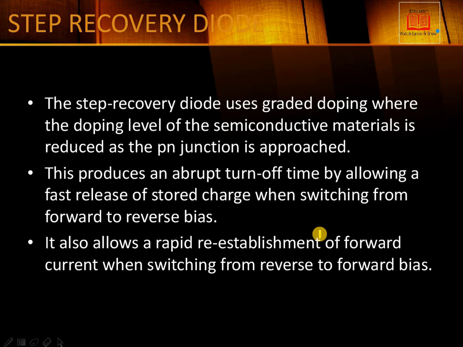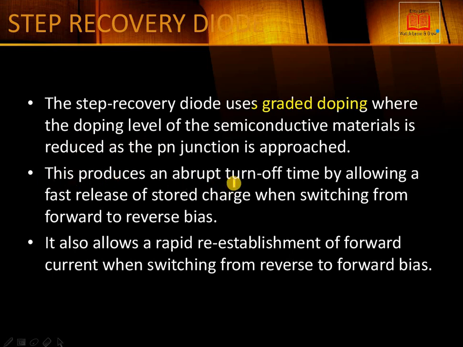In the step recovery diode, the main thing here is the graded doping. The main point to be noted is the graded doping, which means the doping level is different for different regions, or different for certain conditions. The doping level of the semiconductor material is reduced as the p-n junction is approached. When the p-n junction, or depletion region, is created, the doping level of the semiconductor material is reduced.